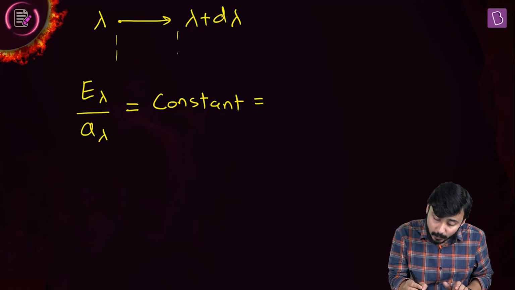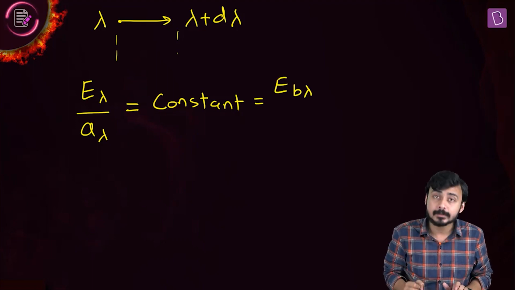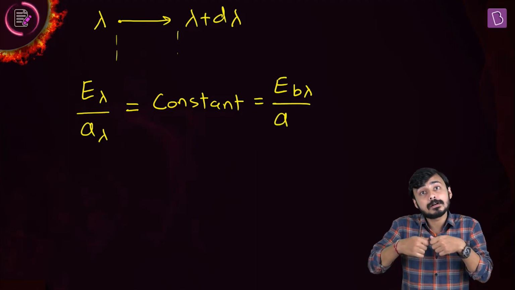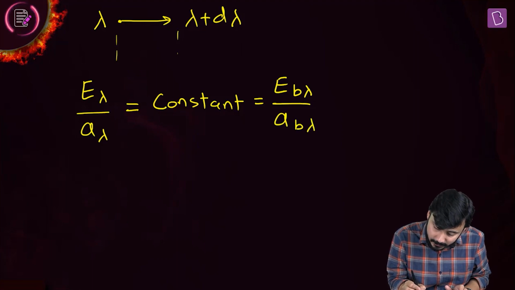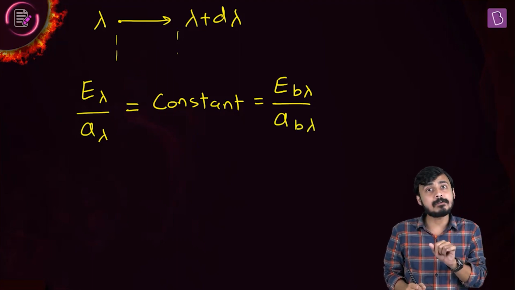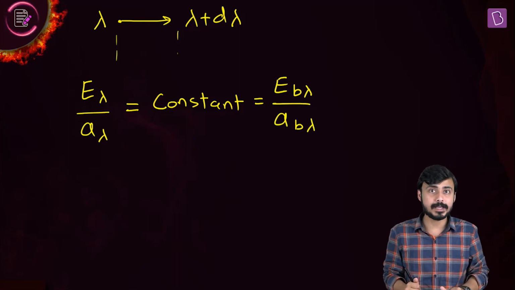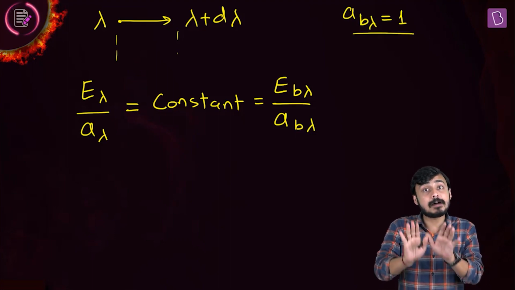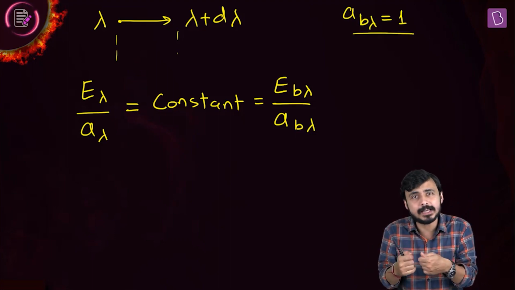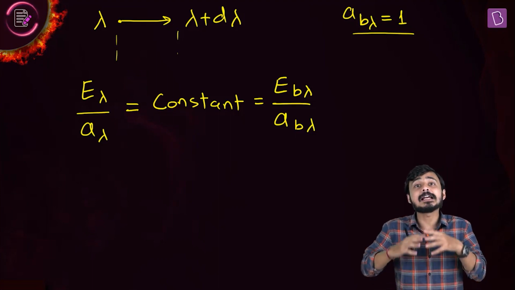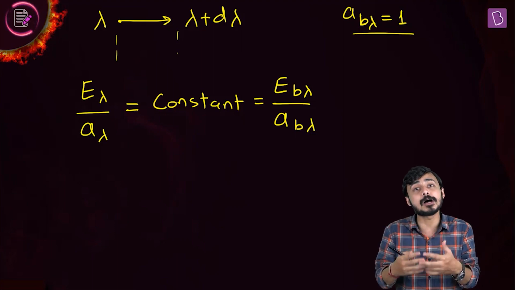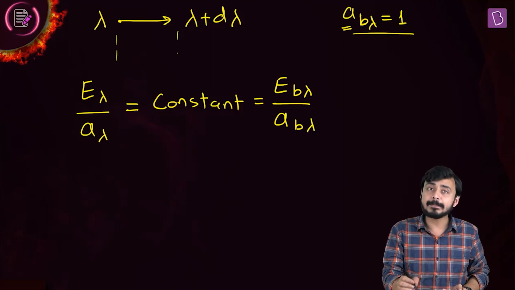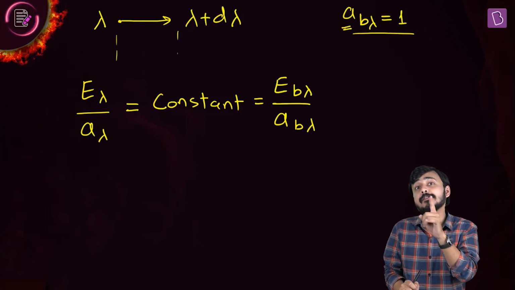So that constant is equal to E lambda for a black body, that is EB lambda, upon the absorptive power for the black body in this wavelength range, AB lambda. Now absorptive power for a black body is always taken equal to 1, right? AB lambda is always 1. The absorptive power of a black body in any wavelength range is always equal to 1. That means it absorbs every radiation. The black body absorbs every radiation in any wavelength range which is falling onto it. That's why the absorptive power of a black body in any wavelength range is always equal to 1.